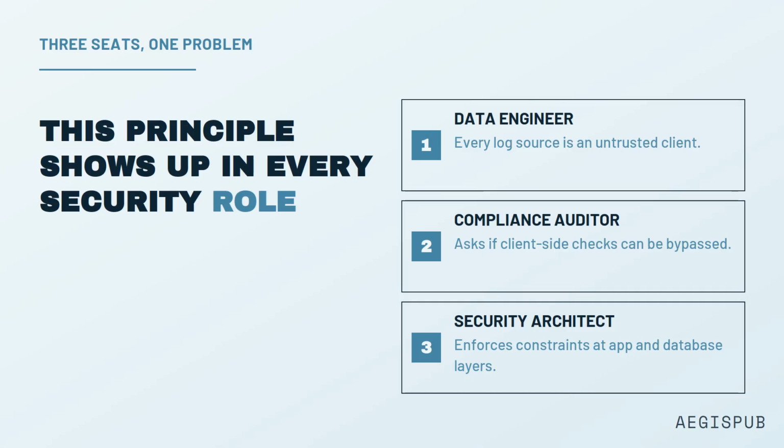A security data engineer designing a log ingestion pipeline encounters this principle at the earliest and most consequential point in the data lifecycle. Every log source they integrate is a client. None of them can be trusted to send only what the schema expects, only the fields that matter, only values within sane ranges.